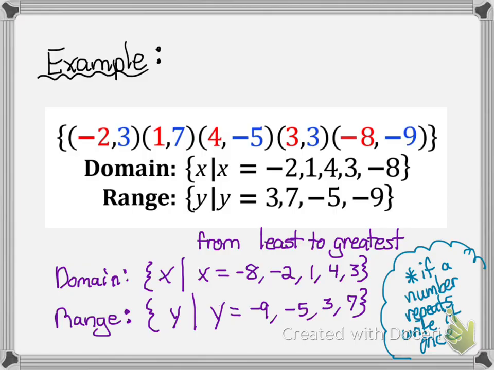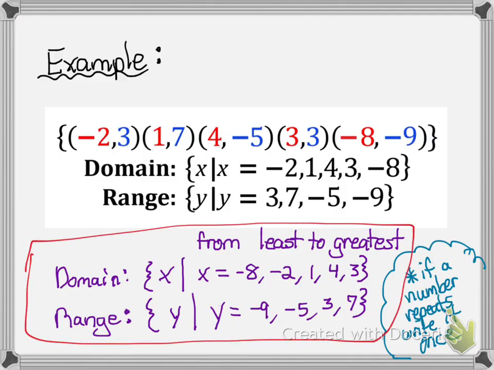Given a set of ordered pairs, first of all, I color-coded all the x values as red and the y values as blue. Your domain are all your x values. Your range is all your y values. So, to write it in set notation, for the domain, I'll say x such that x equals, and I'm just focusing down here because in our class, we're going to write the x values from the least to greatest. So it'll be -8, -2, 1, 4, and 3. And then for the range, it'll be y such that y equals -9, -5, 3, and 7.